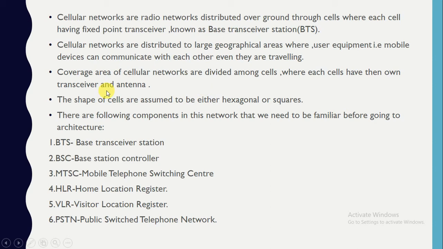The coverage area of cellular networks is divided among cells, where each cell has its own transceiver and antenna. The transceiver is the tower, and there are white colored antennas you generally see on the tower. Those are antennas, and they are kept in a single cell. The shape of cells is assumed to be either hexagonal or square.